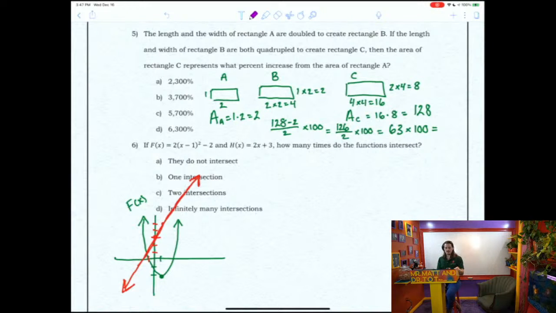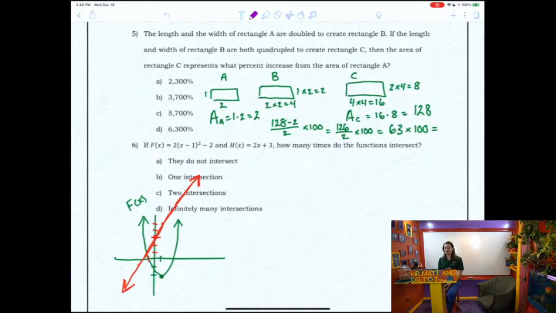Okay, so for number 5, if we assume easy to work with numbers like 1 and 2 again, then we're going to double the width and the length to create rectangle B. So 1 times 2 is 2, 2 times 2 is 4. The width and length of rectangle B respectively would be 2 and 4. And then we're going to quadruple, meaning times 4, the width and the length of rectangle B in order to obtain the dimensions of rectangle C. So rectangle C would have a width of 2 times 4, which would be 8, and a length of 4 times 4, which would be 16.